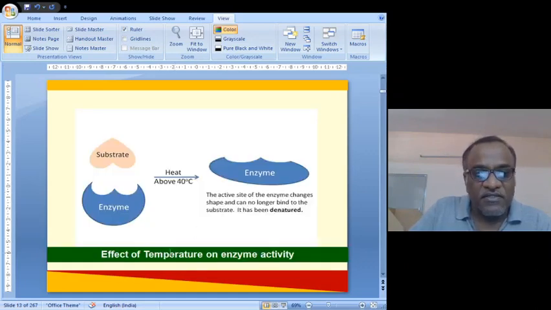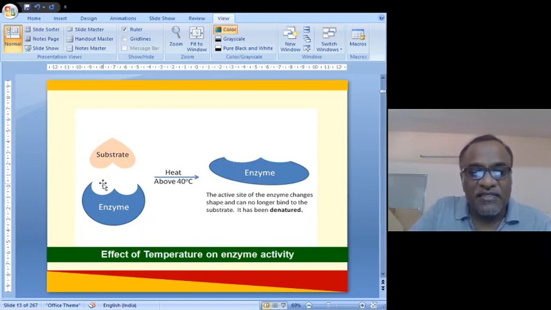So what happens if there is any change in the temperature? We have the enzyme and we have the substrate. There is a complementarity between the enzyme active site and the substrate molecules. If there is a change in the temperature above the optimum temperature of that particular enzyme reaction, say for example above 40 degrees in this case, the enzymes are denatured. When the enzymes are denatured, that means the active site of the enzyme changes shape.